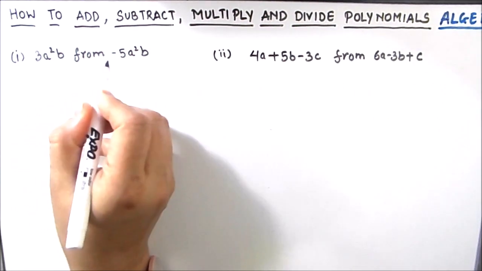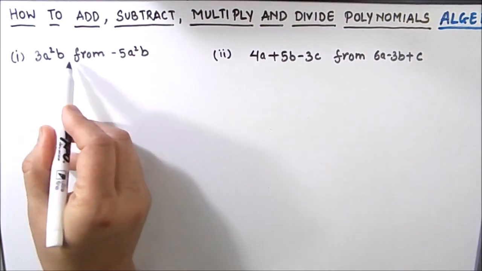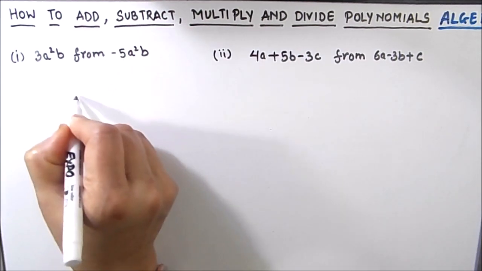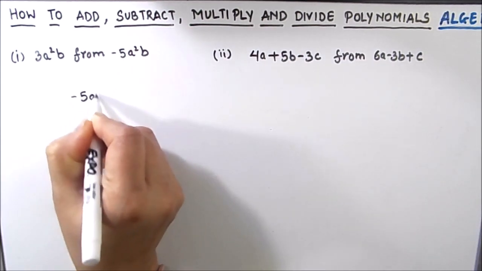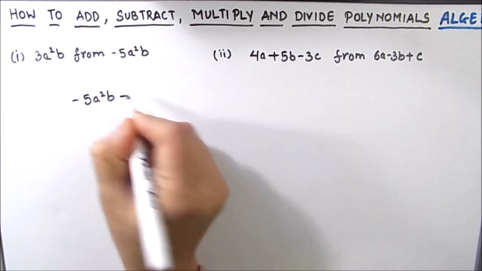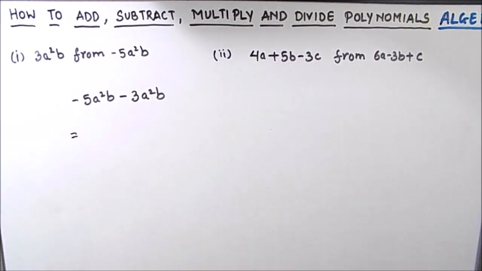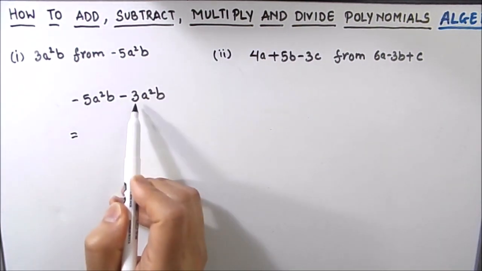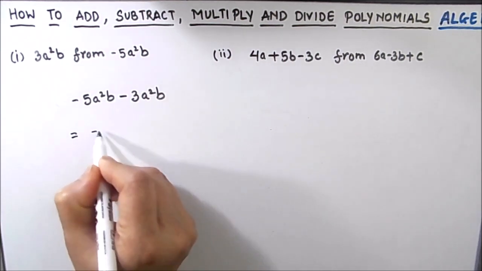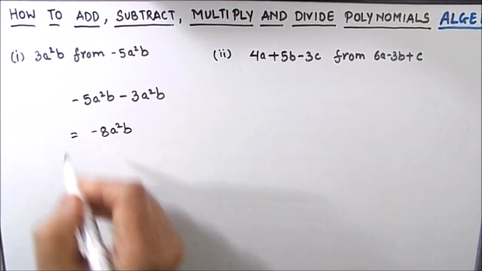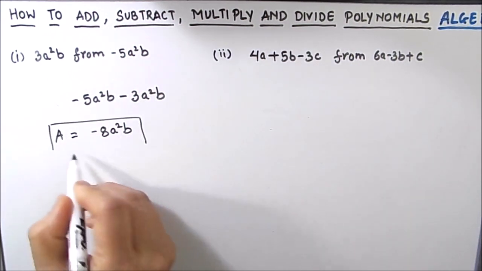In the first example, we are subtracting 3a square b from negative 5a square b. So we'll write negative 5a square b first, then a negative sign will come for subtraction, and then 3a square b. So we are going to follow the same rules of integer addition. So negative 5 and negative 3 will become negative 8 and a square b. So our final answer will be negative 8a square b.